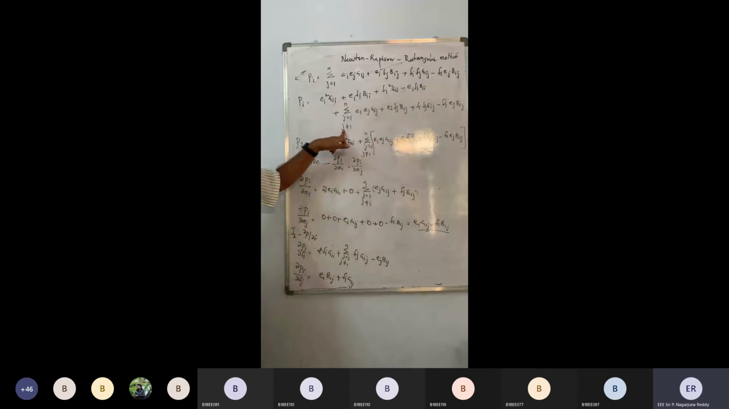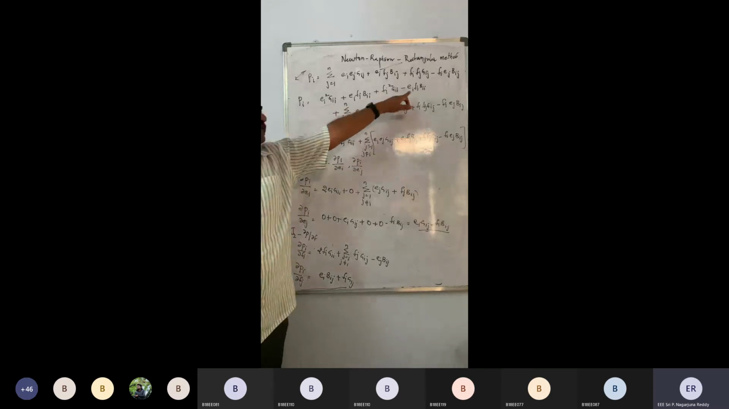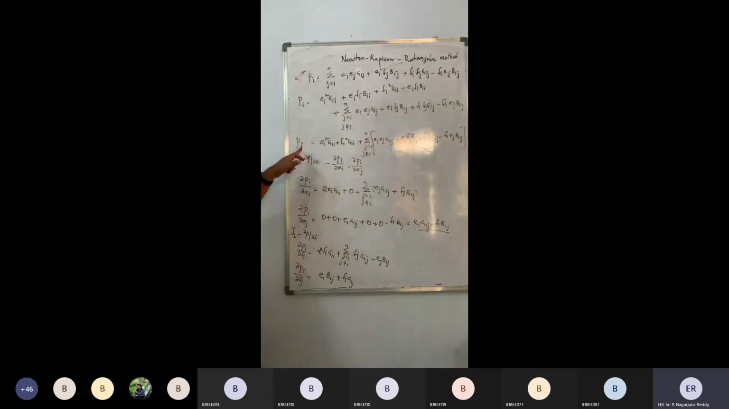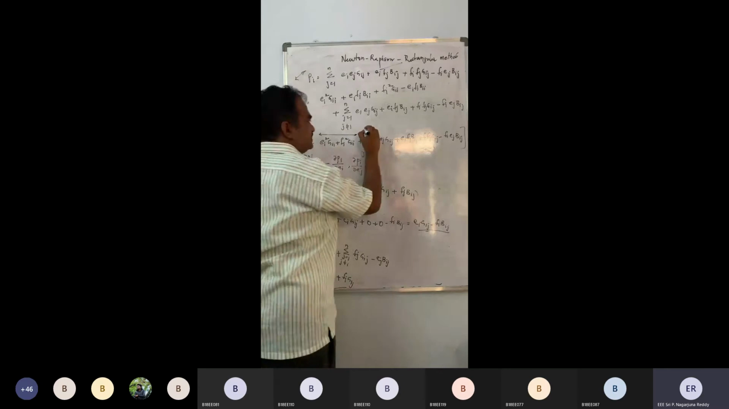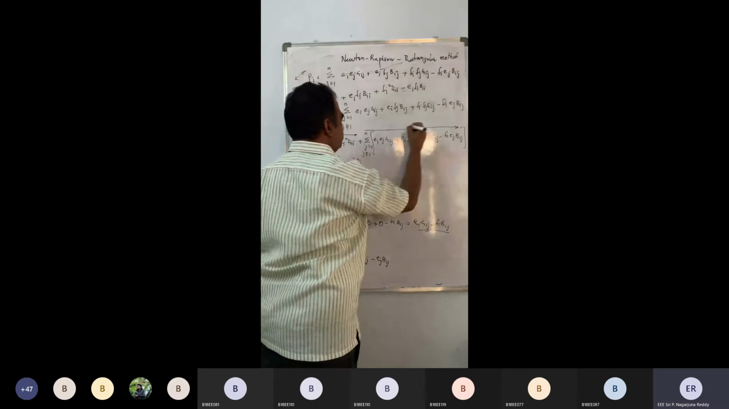I will write it clearly here. I have simplified it and written it here. See, this term will get cancelled, so that's why I am writing this entire equation. So this is my final equation, where this represents J is equal to I, and this represents J is not equal to I.